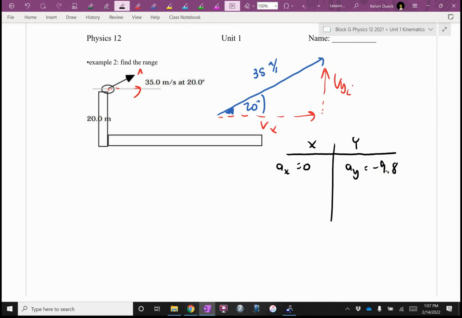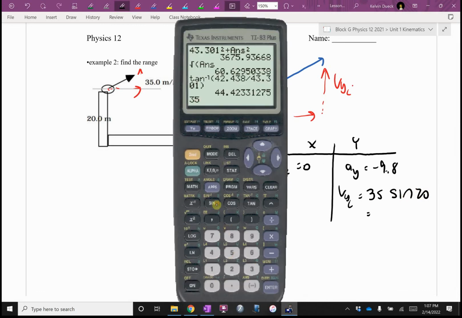Can anybody remember what Vy was? Vy initial is going to be 35 sine 20. Oh, that's a typo. And I get 11.9707. We'll go to 6 sig figs: 11.9707.